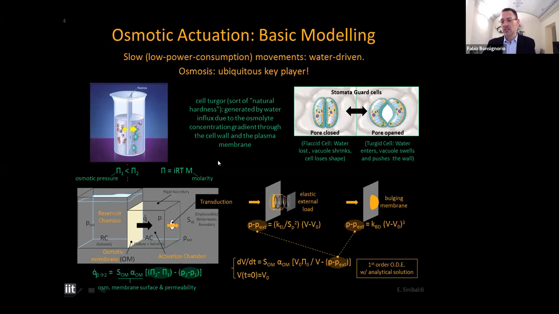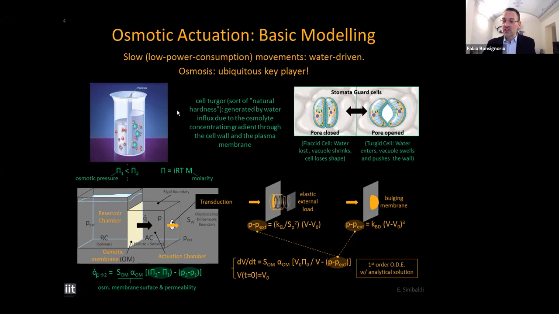Let me just remind you that osmosis is water transport into a solution with salt. You may think of common sodium chloride, that's kitchen salt, where it's more concentrated. So here I have two solutions. In the right solution, the salt is at a higher concentration, and this calls for a water flux crossing this membrane, that ideally is permeable to water but impermeable to the salt.